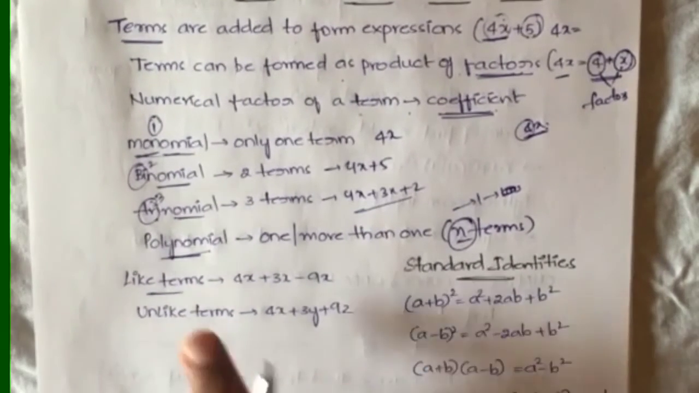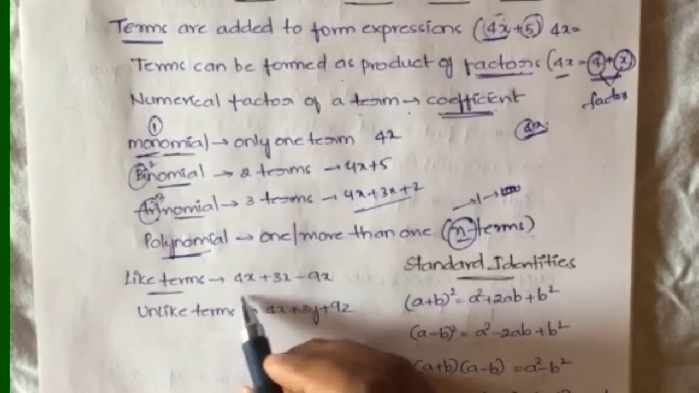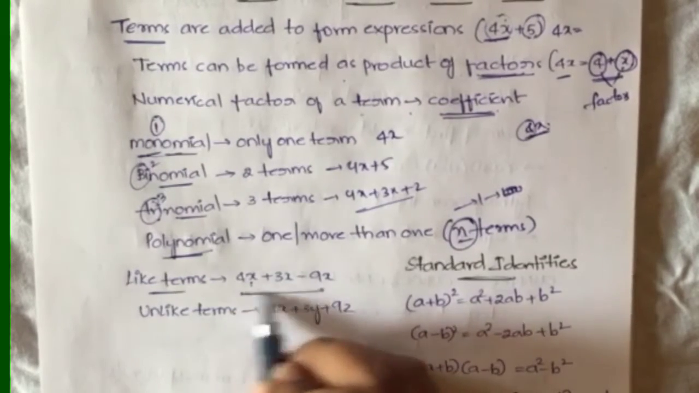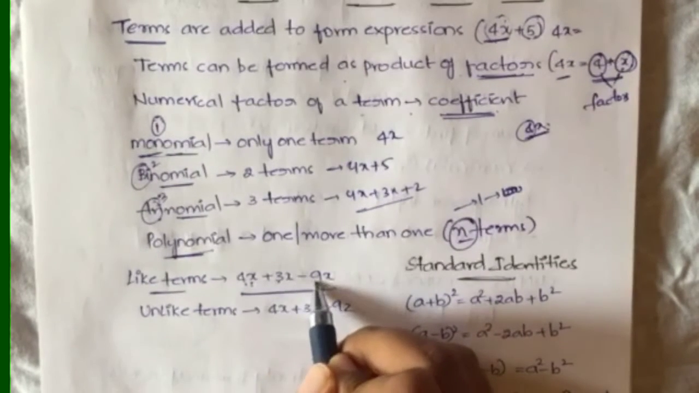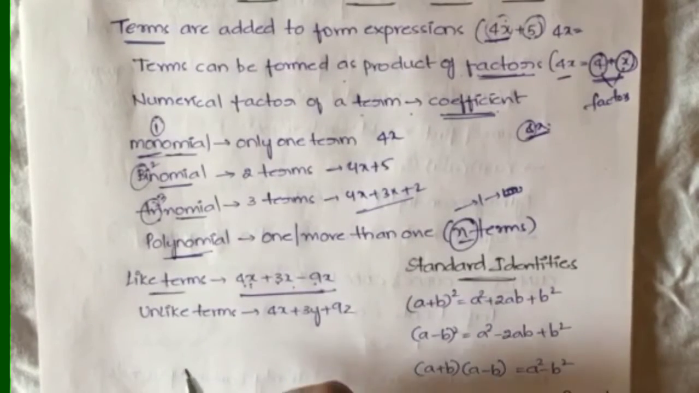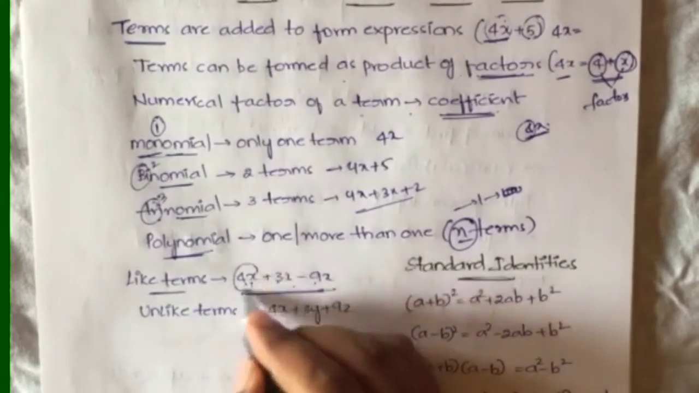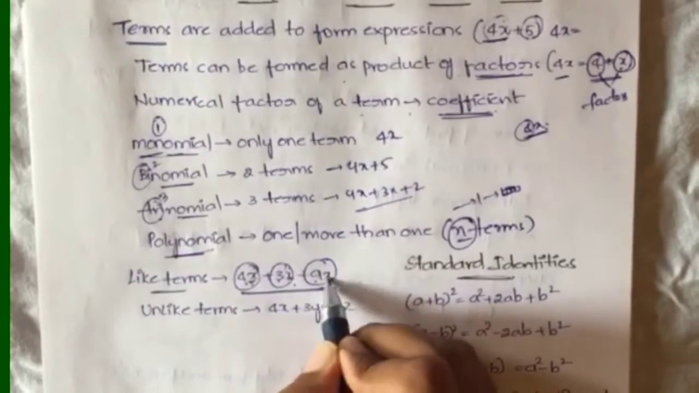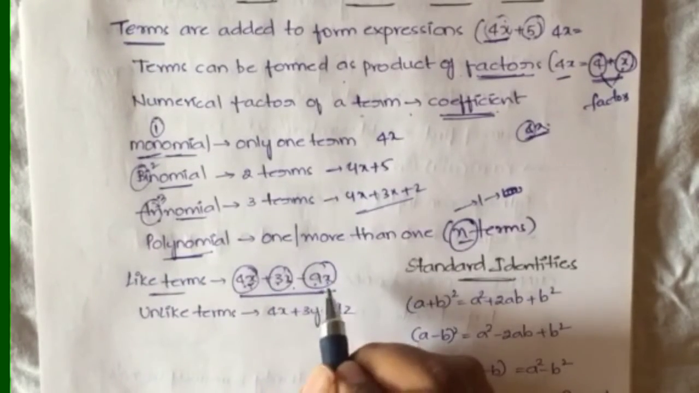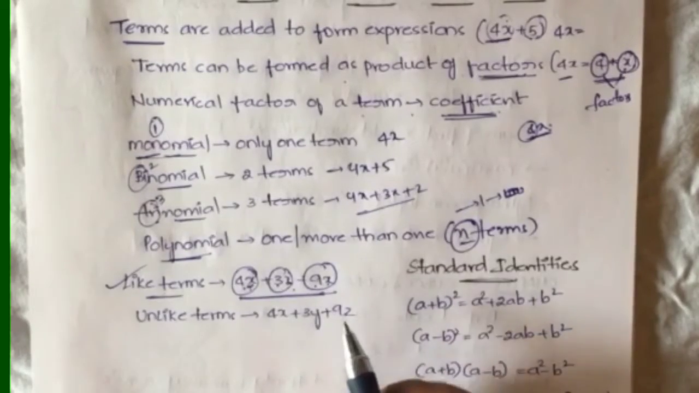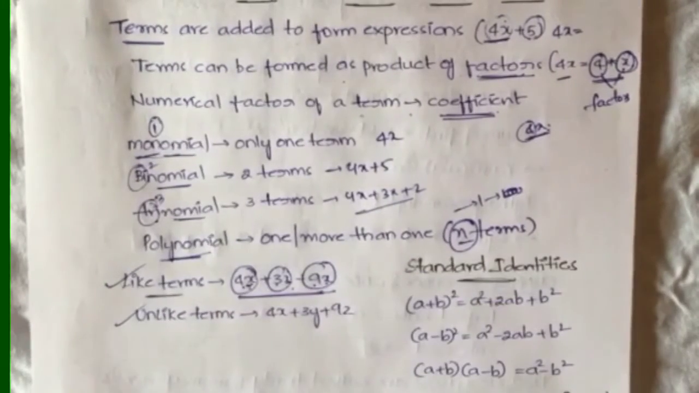Next, like terms. What do you mean by like terms? Like terms means the terms in an expression, for example 4x plus 3x minus 9x, all have the same variable. Here all of them are in the variable x, so they are called like terms. If you have different variables, then they are called unlike terms.